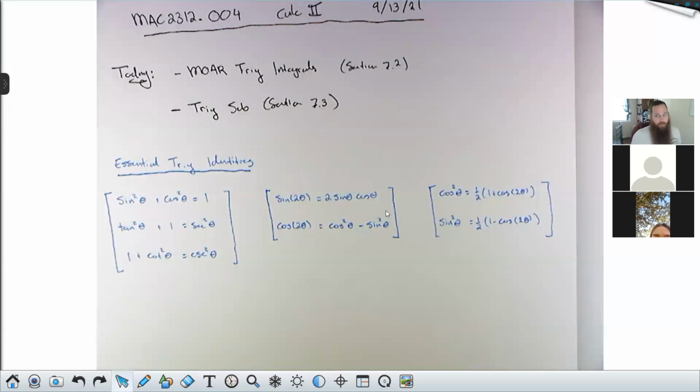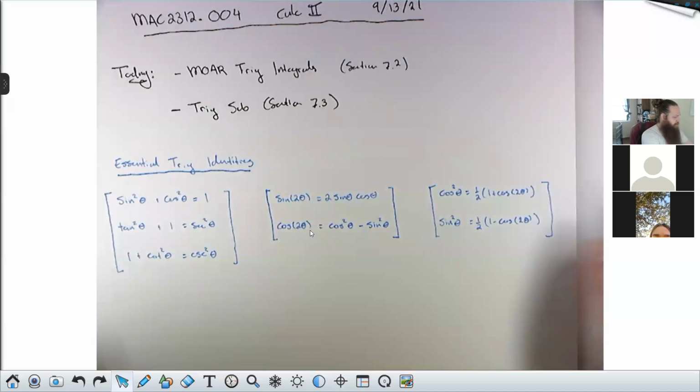The best way to get to know them is to use them, right? I mean, you can drill them with flashcards if you want, but the best way to get to know these really well is to just make use of them over and over again. Use them in solving problems. Every time you need it, write it down. It will stick.